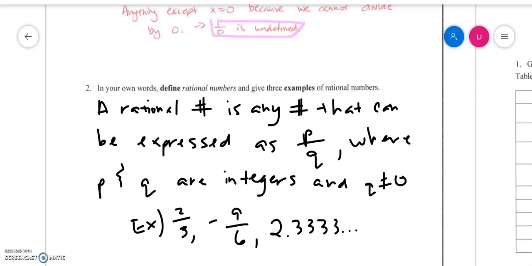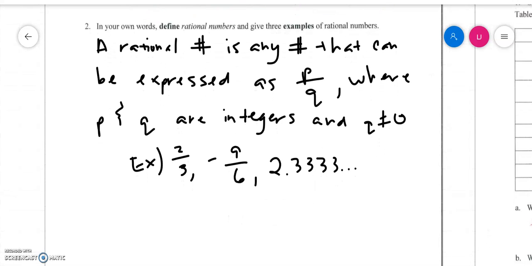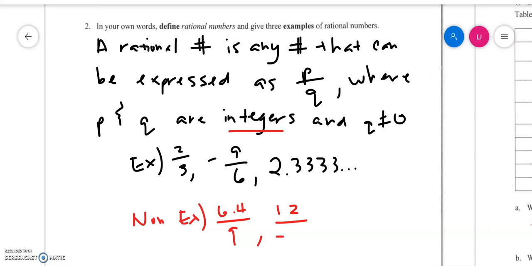Some things that are not rational numbers, or not rational numbers as they're written, since they can possibly be transformed. So some non-examples: 6.4 over 9, because 6.4 is not an integer like we said these have to be. 12 over -57.1, not rational.